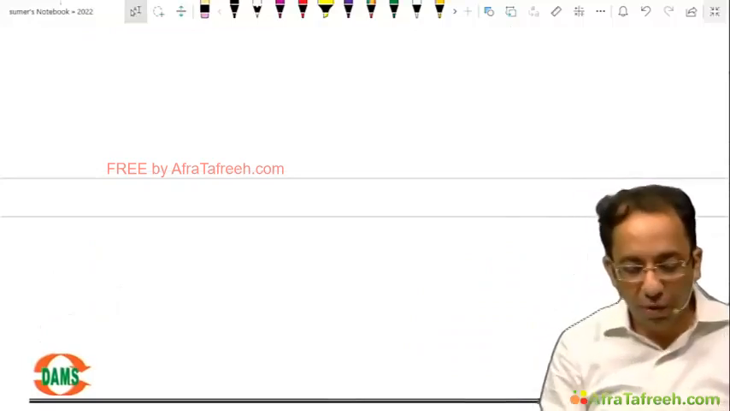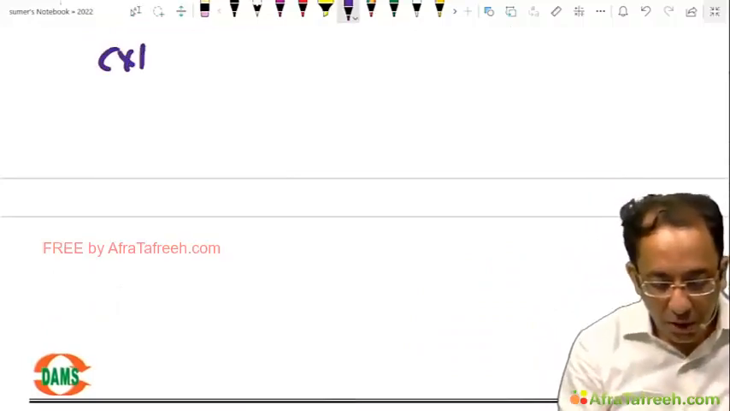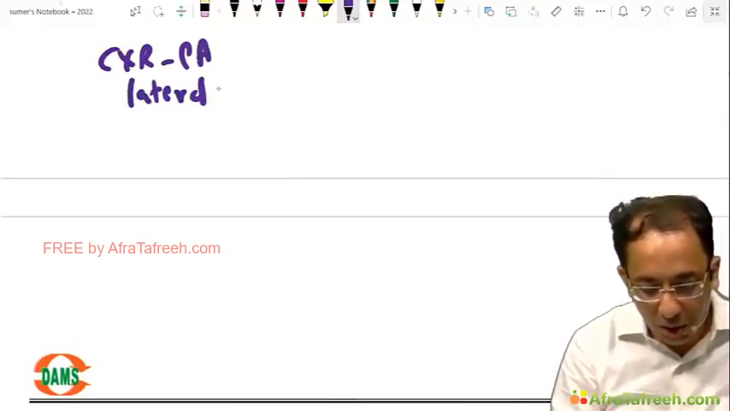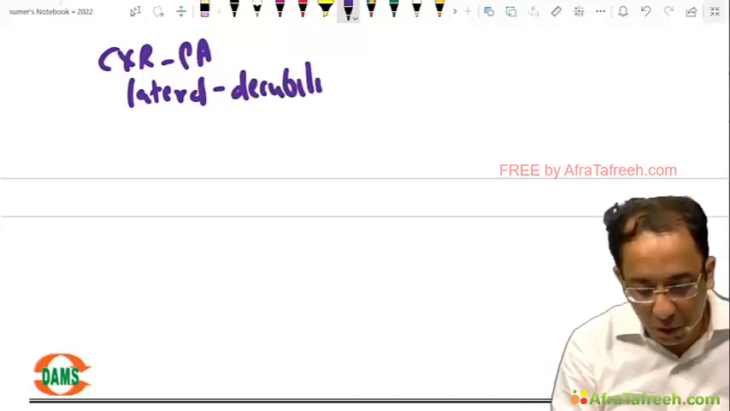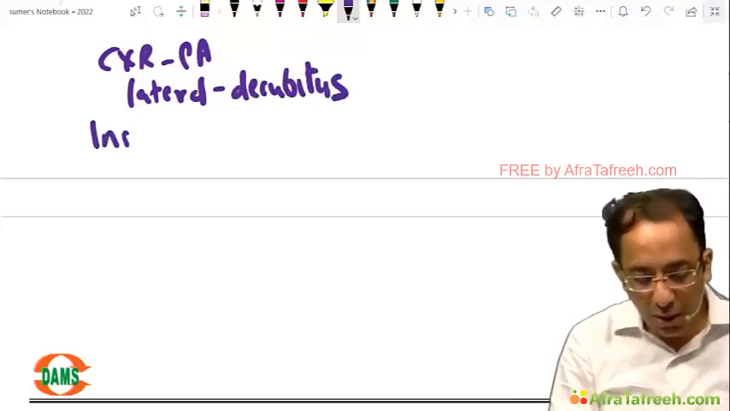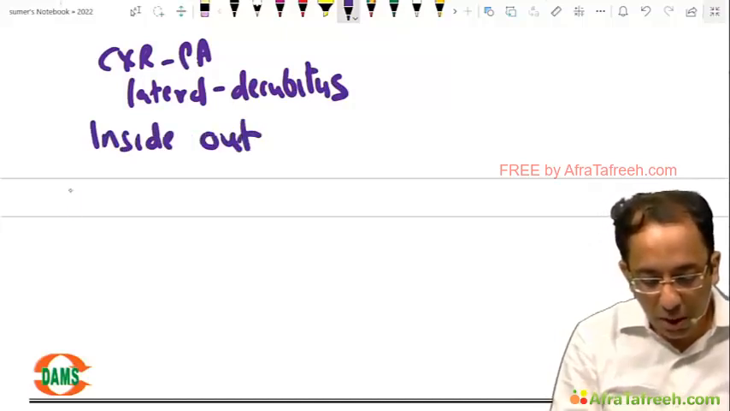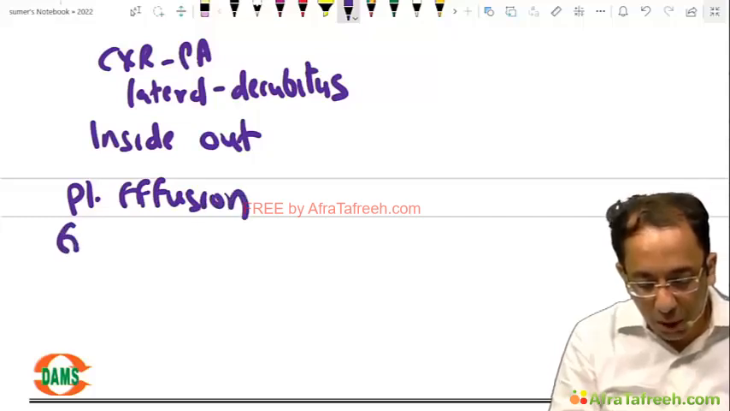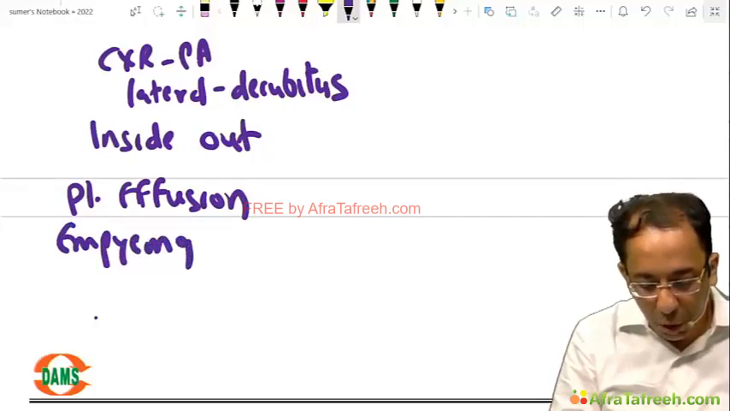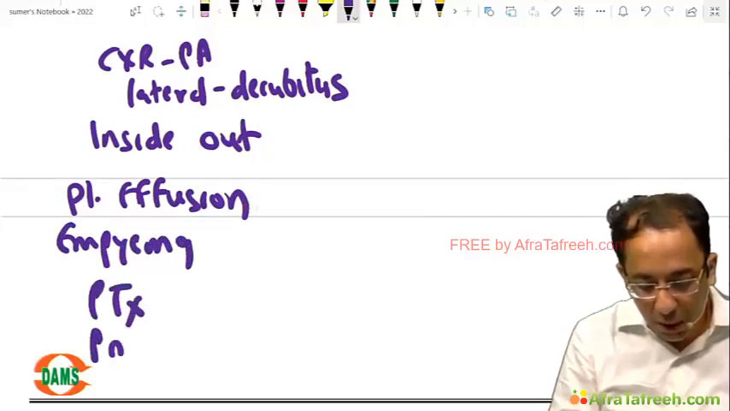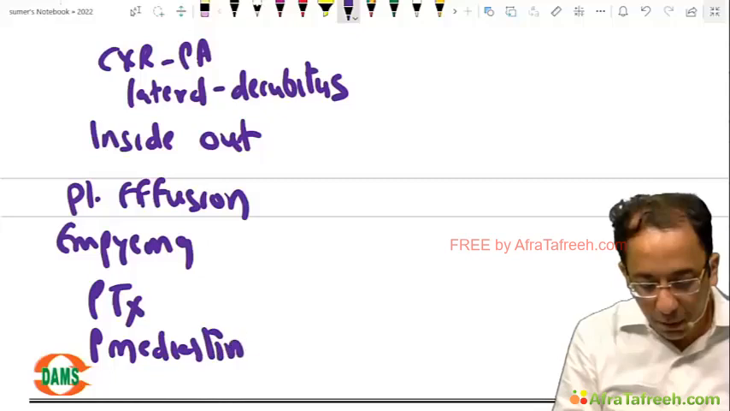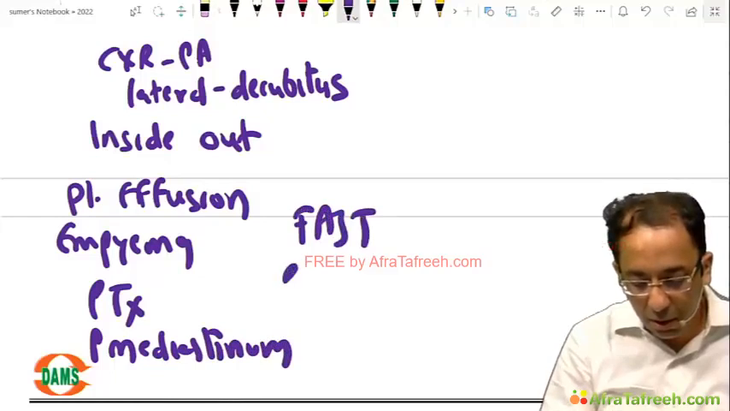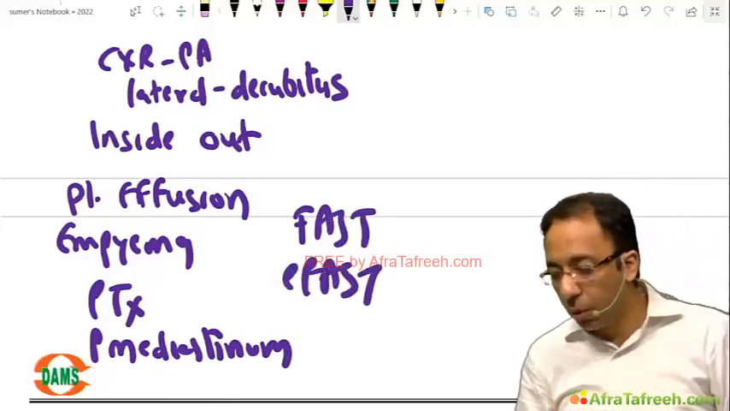Okay, what we have done so far is, I have told you what is chest X-ray PA view, what is chest X-ray lateral view, and what is the difference between lateral and lateral decubitus. Then I showed you the inside out approach to look at a chest X-ray. I have shown you what is pleural effusion. Side by side I also talked about empyema, pneumothorax, pneumomediastinum, fast and extended fast. Okay, this is what we have talked about so far.